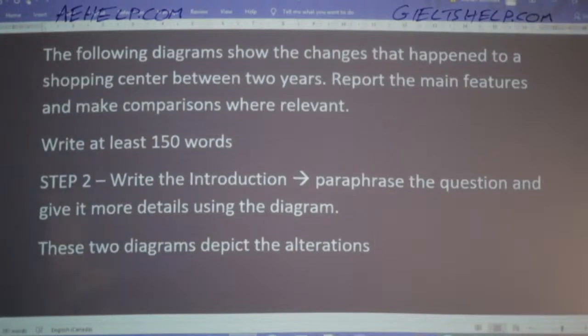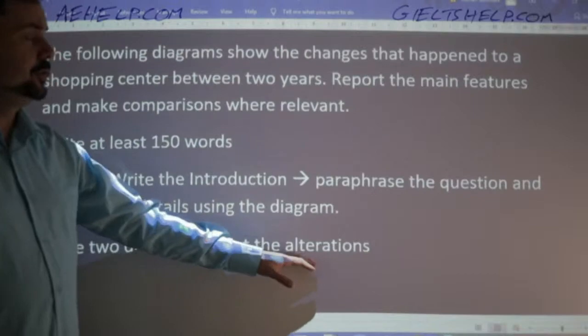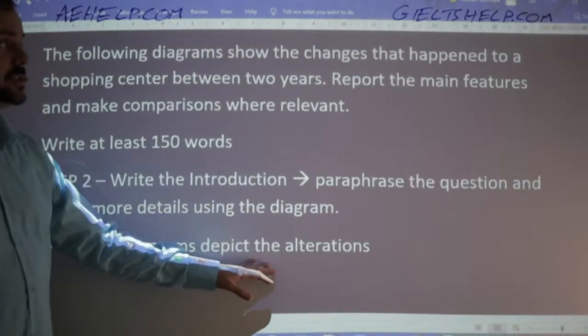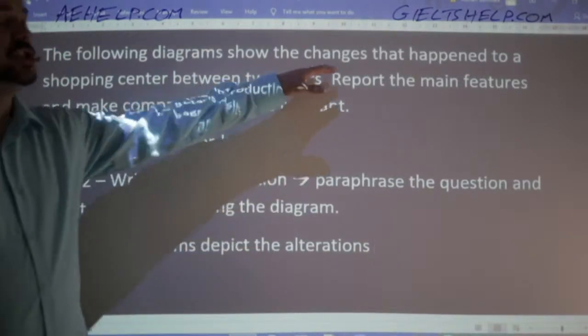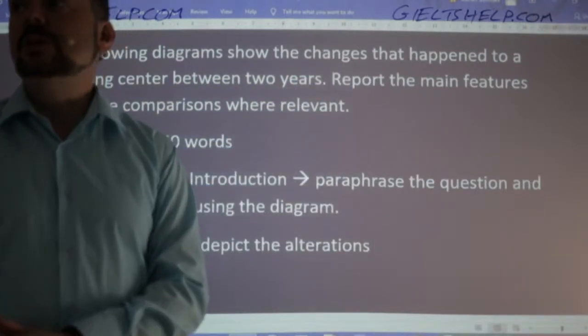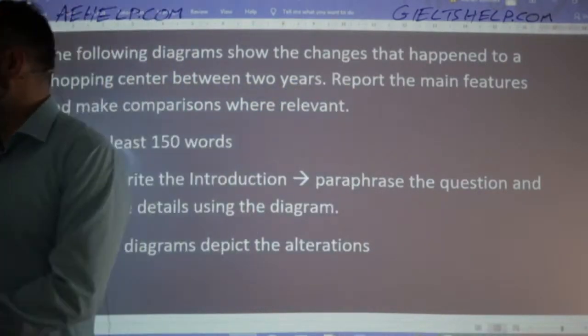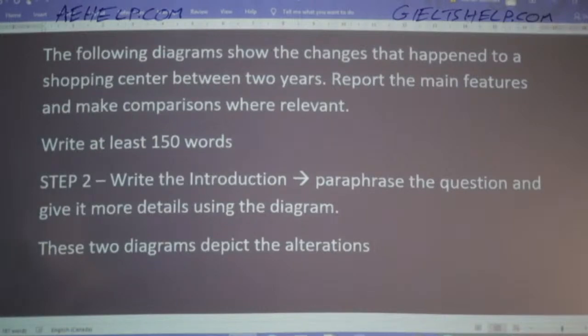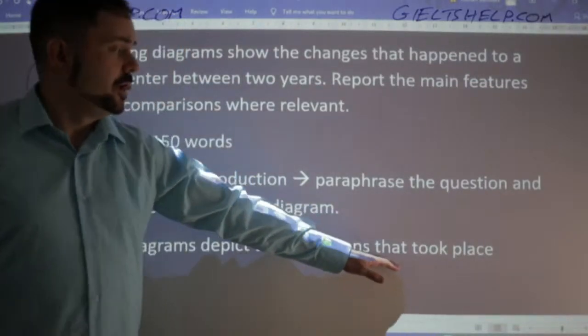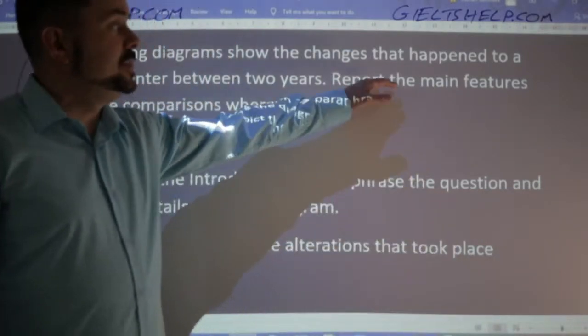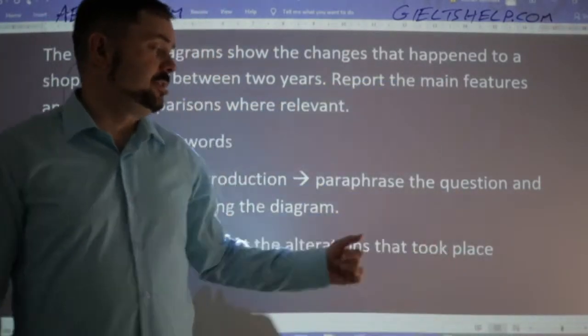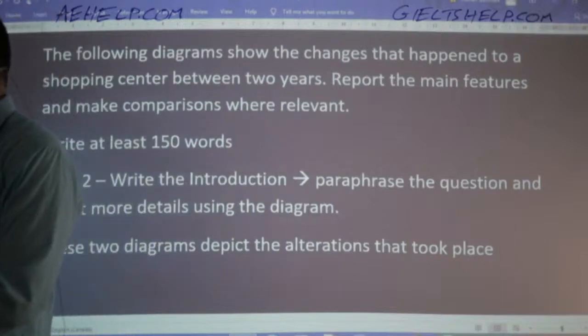And here we're talking about a building and an area, so you can use some words like alterations or renovations instead of changes. Okay, that's going to work really well here also. So these two diagrams depict the alterations that took place. So to take place means to happen. It's a phrasal verb. So again, I think that's a good paraphrase here.